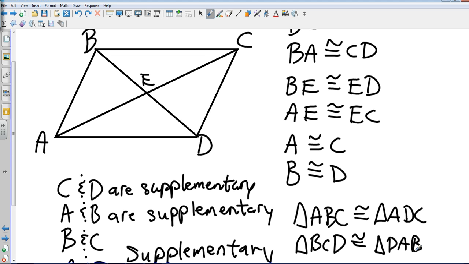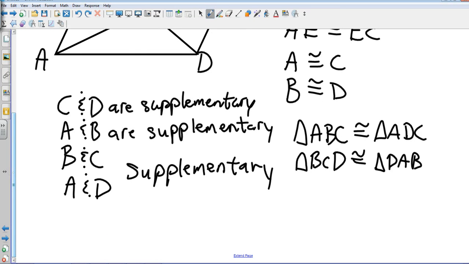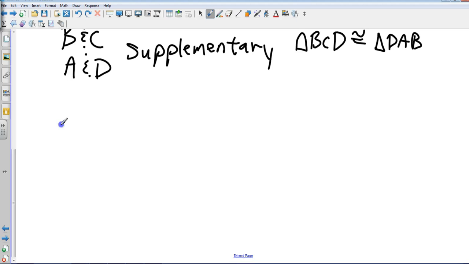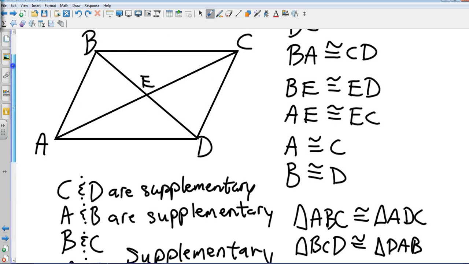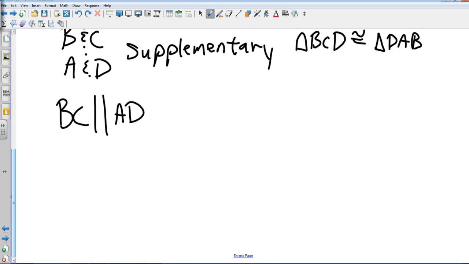Haley, what do you think? Okay, yeah, we've got to get the parallels, right? We haven't even done those yet. So we've got BC parallel to AD. Okay, and then the other one's going to be AB and CD. Okay, tear it up. Brock?